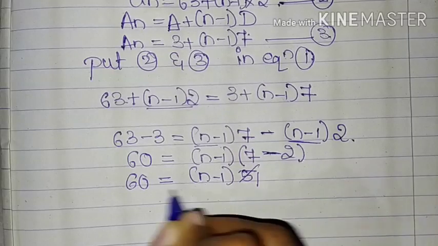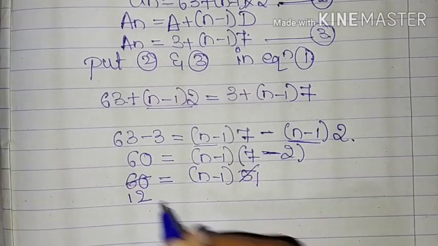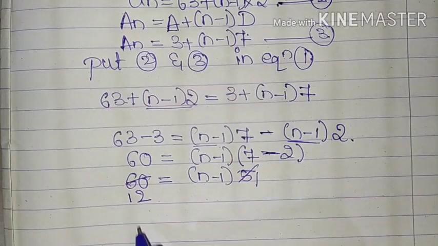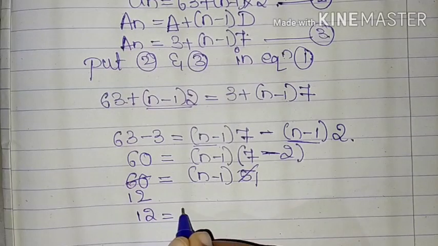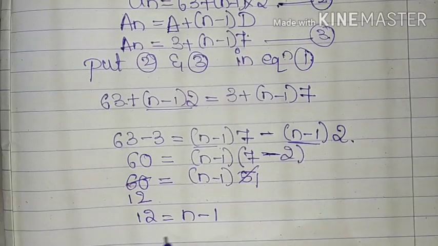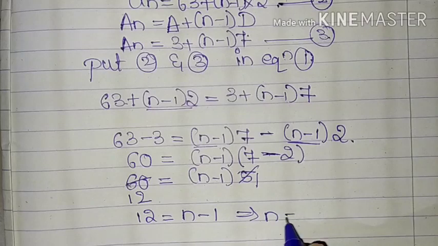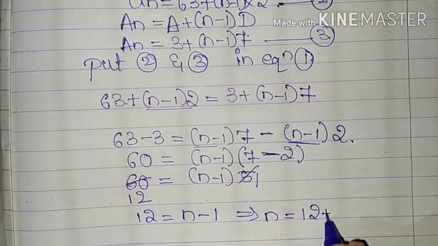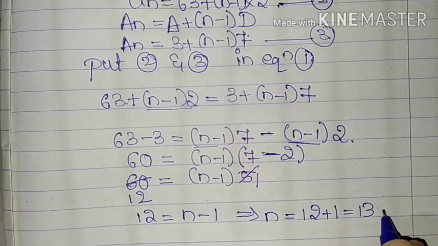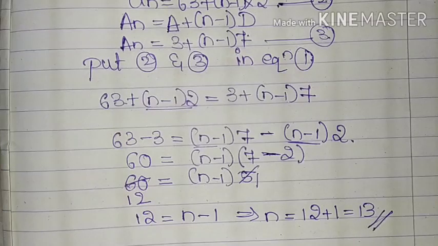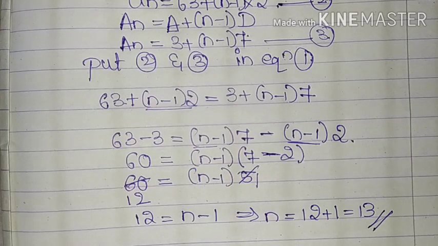So 5 twelves are 60, so 12 is equal to n minus 1. This implies n is equal to 12 plus 1, which is equal to 13. So when n is equal to 13, the two terms, small a13 and capital A13, will be equal. That is the solution for this question.